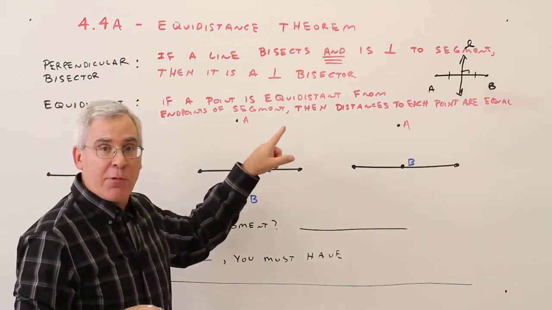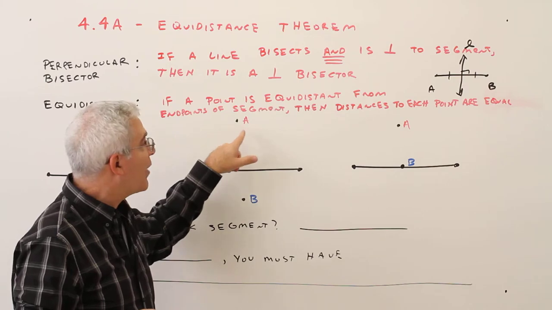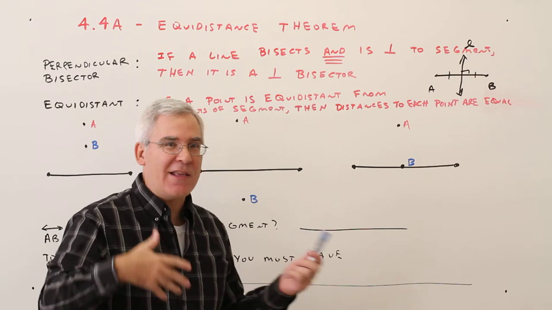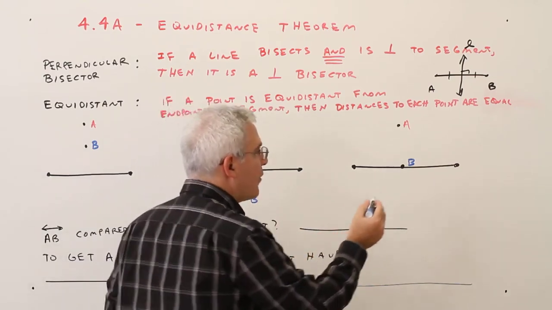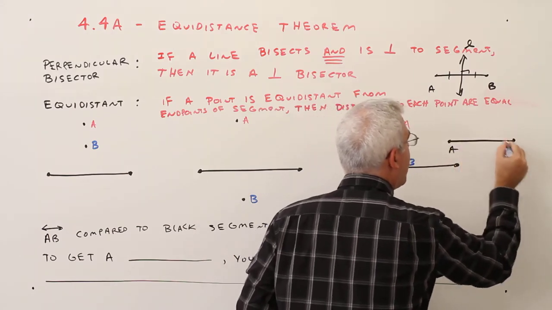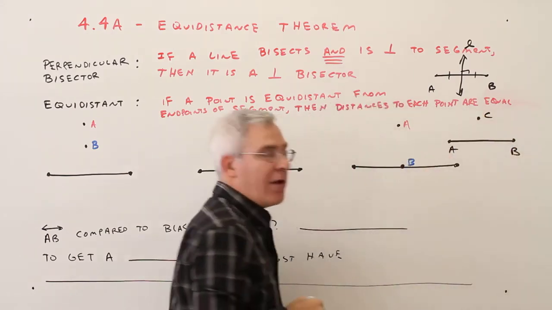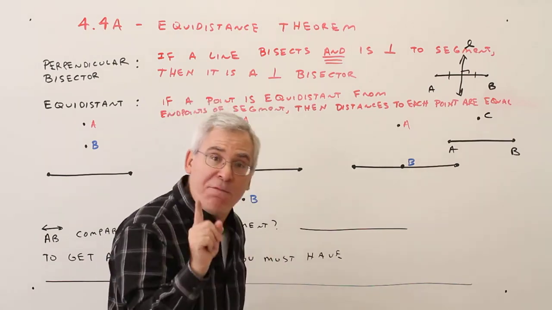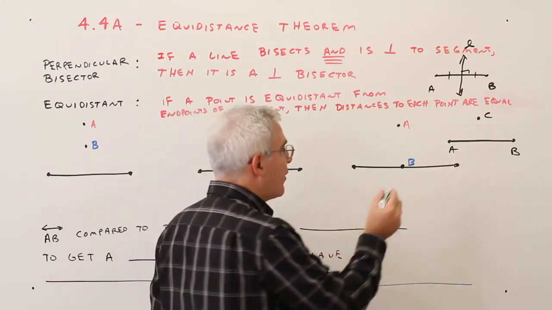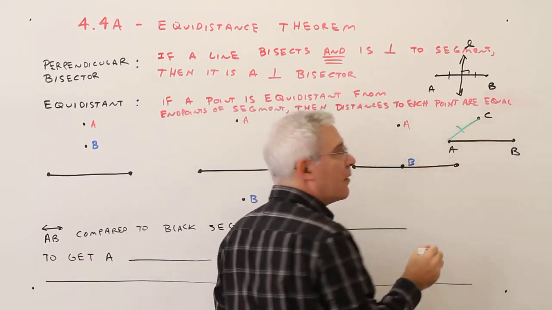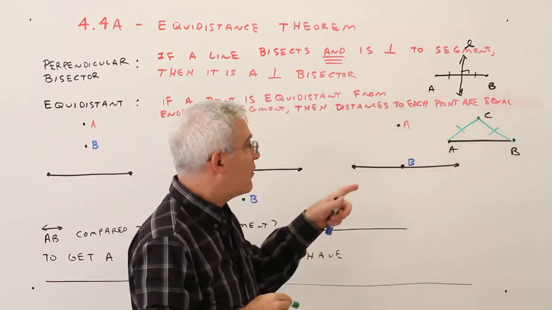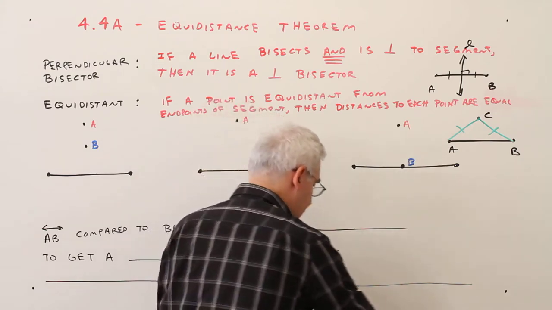The second term we want to define is equidistant. If a point is equidistant from the endpoints of a segment, then the distances to each endpoint are equal. This is actually an easy concept, but it's just hard to say in words. So here's a picture. Let's call this segment AB, and let's call that point C. If point C is equidistant to those endpoints, then the distance AC is the same as the distance BC.